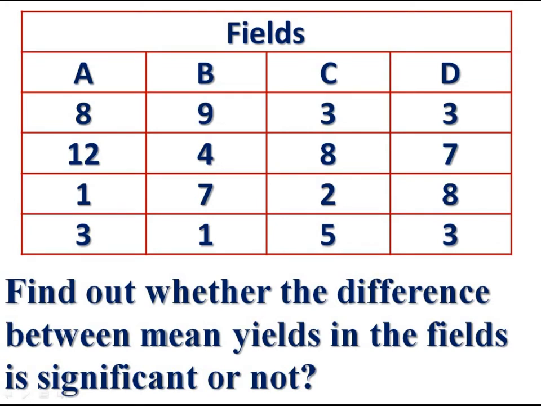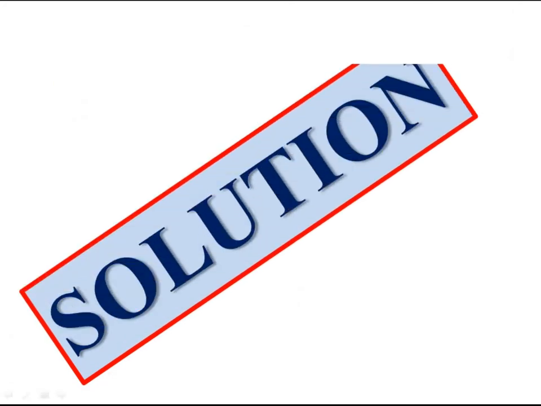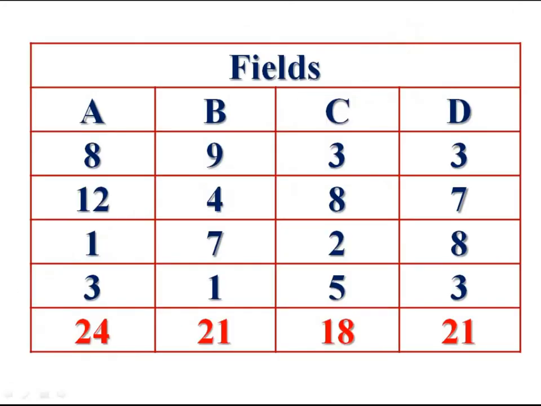Okay, we are entering the solution. First, get the total of each column, each sample. Each column represents a sample. Get the total of each column. We get total of first column 24, second column 21, third column 18 and fourth column 21.